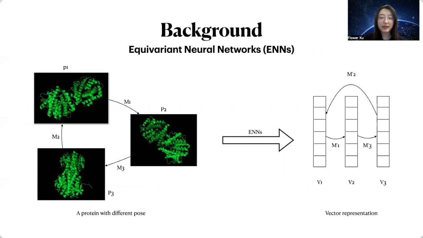Recently, this challenge has been addressed by equivariant neural networks, which we call ENN in short. Given a protein, however this protein is rotated in 3D space, ENNs regard it as the same protein and embed this group representation into a group of transformable vector representations.